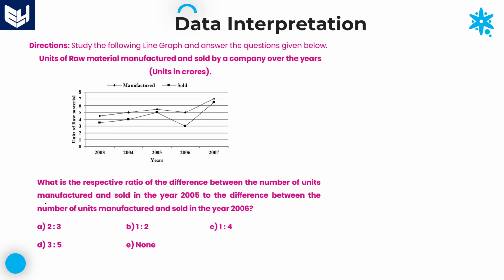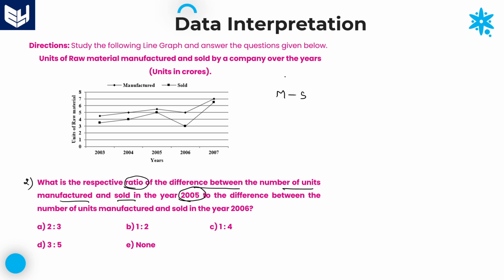Next one. Look at the second question. Here the second question is, what is the respective ratio? Here we need to calculate the ratio of the difference between the number of units manufactured and sold in the year 2005. Definitely the manufacturing values are more than the number of units sold, so you need to take the difference as number of manufactured units minus number of sold units.